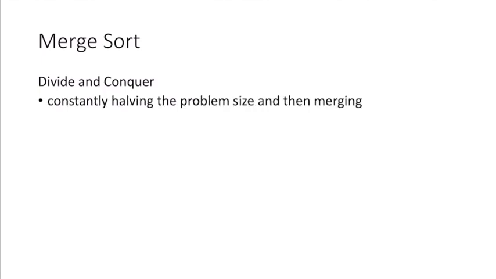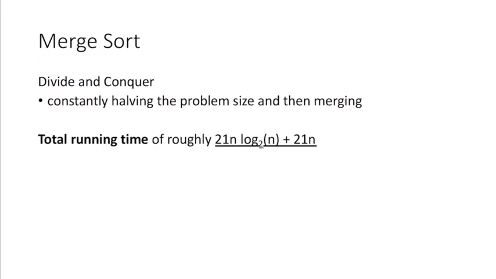Alright, so let's summarize merge sort. It's a divide and conquer style algorithm. It's constantly halving the problem size, then merging them together. So we start out with n elements, we divide it in 2, and then we merge those back together, and it does that recursively. The total running time is going to be roughly 2n log base 2 of n plus 2.